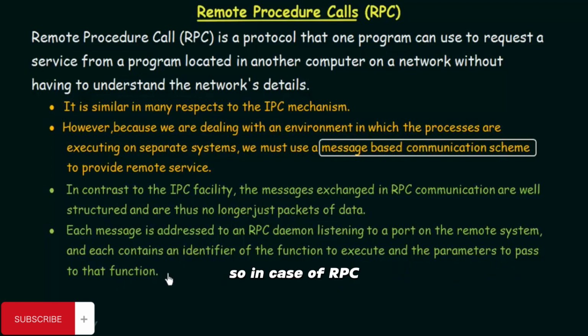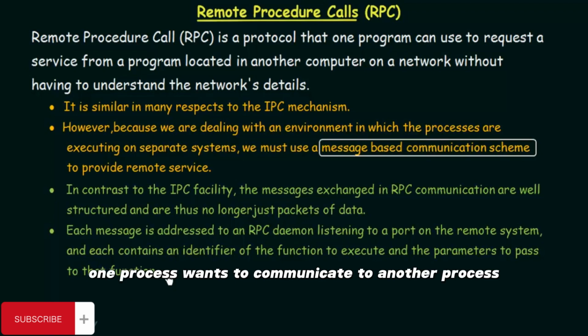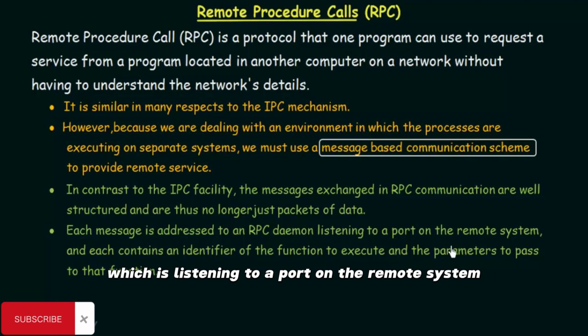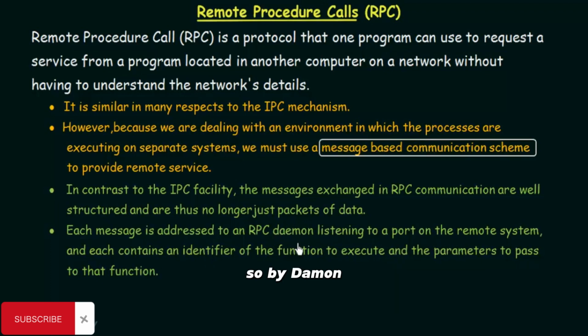So in case of RPC, whenever message passing takes place, that means whenever one process wants to communicate with another process residing in another system, the message is addressed to an RPC daemon, which is listening to a port on the remote system. By daemon, we mean a program which is always on, always listening, and waiting to get some input, and based on that, it will work. So this RPC daemon is always listening to a port on the remote system, waiting for incoming requests.